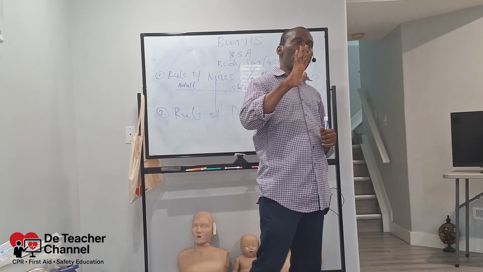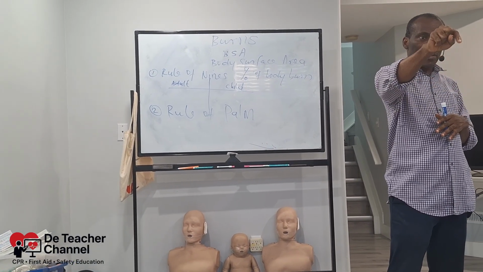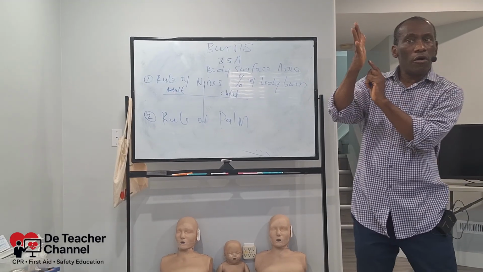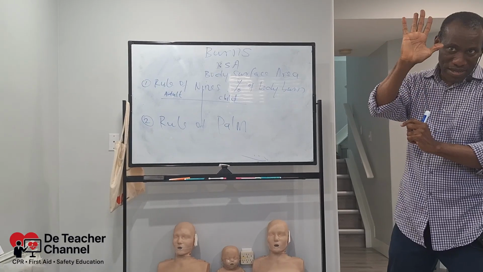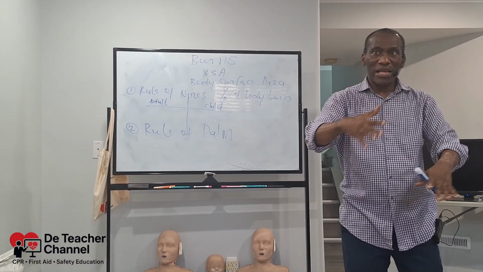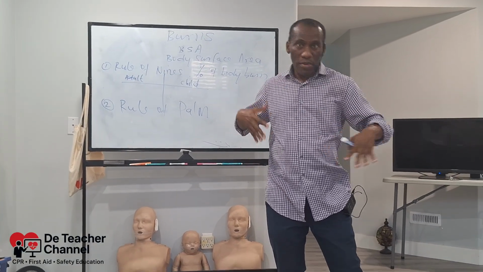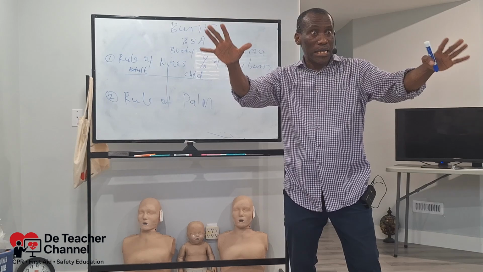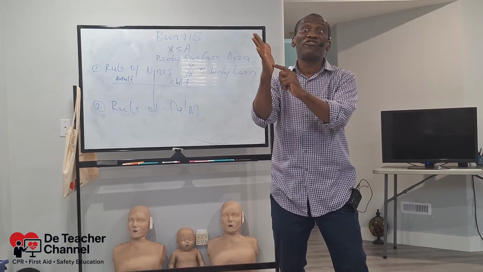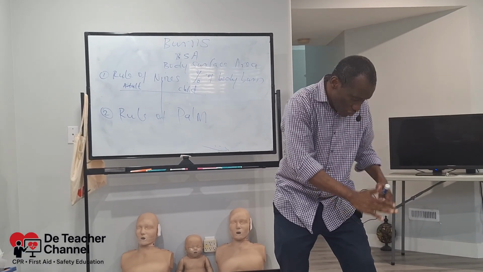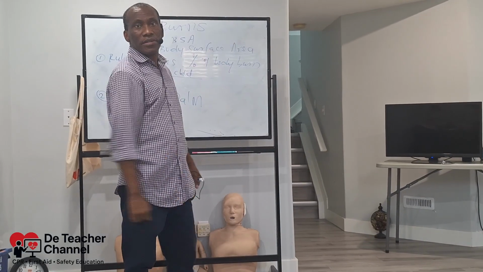Rule of palm: the palm. Your palm is 1% of you. If you look at your palm, this is called the palm. So that is 1%. If somebody has a scattered kind of burn, and you want to know the percentage, you use the patient's palm to measure. Each count is 1%.